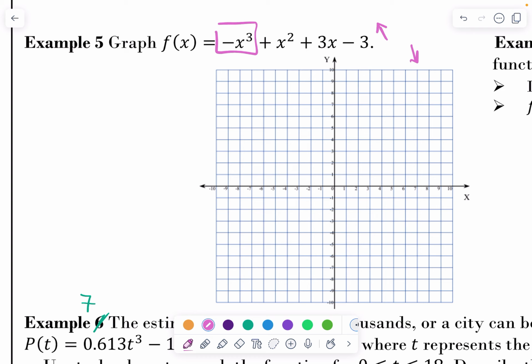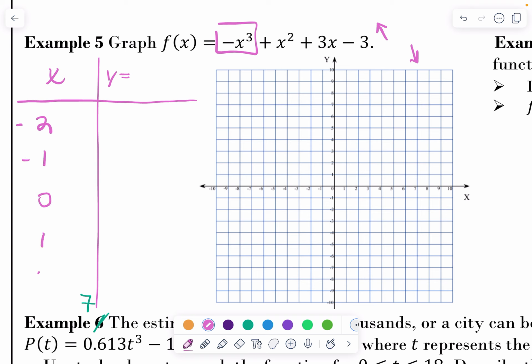So I can look at my table. If I was to create a little table, let's say this is going to be my x values, and when I say my y value, that means I'm taking my function of x that I pick. Let's pick smaller numbers because I know this is going to be stretched out. So negative 2, negative 1, 0, 1, and 2.